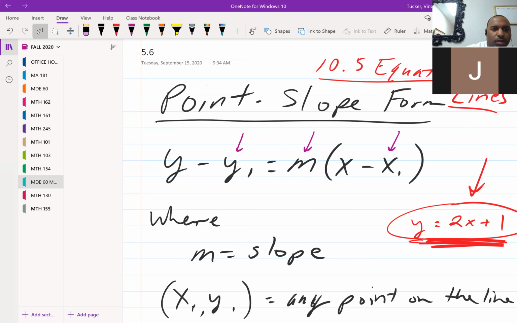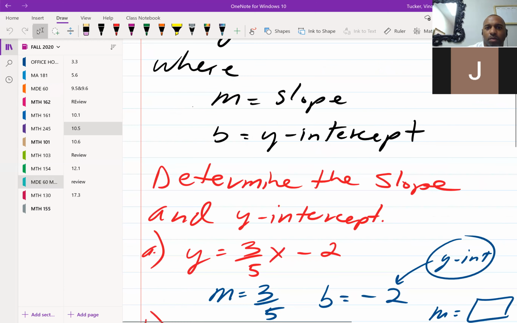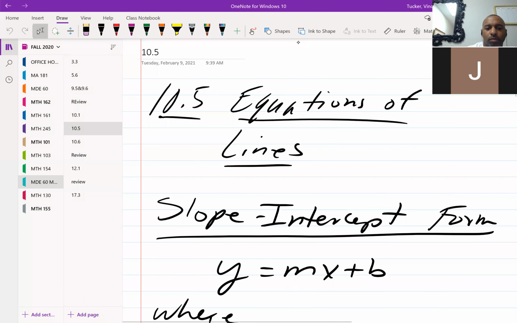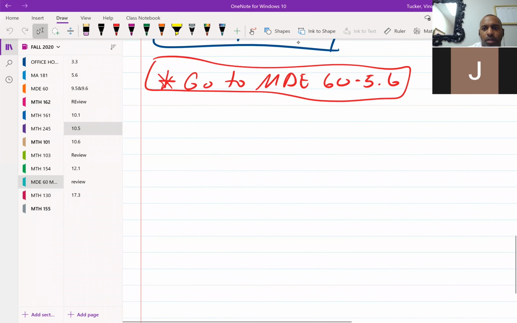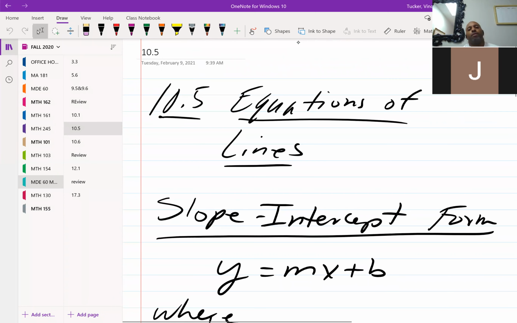Look at one more thing, 10.6. We can start right here. Okay, so 10.5, equation of lines. Even though we talked about slope-intercept form already, when we did the last section, when we did graphing with the slopes. Hold on one second.